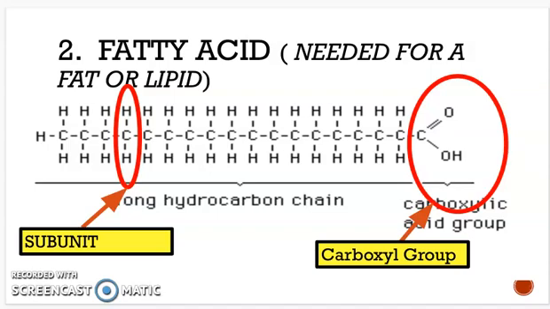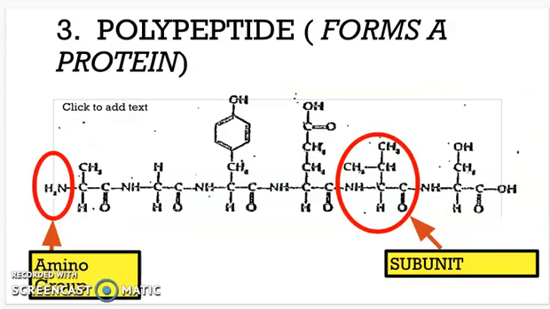Keep in mind, please, that fatty acids do have a carboxyl group. That is a carbon with a double bond to an oxygen and a single bond to an OH group, also known as an alcohol. Now let's look at peptides or polypeptides.